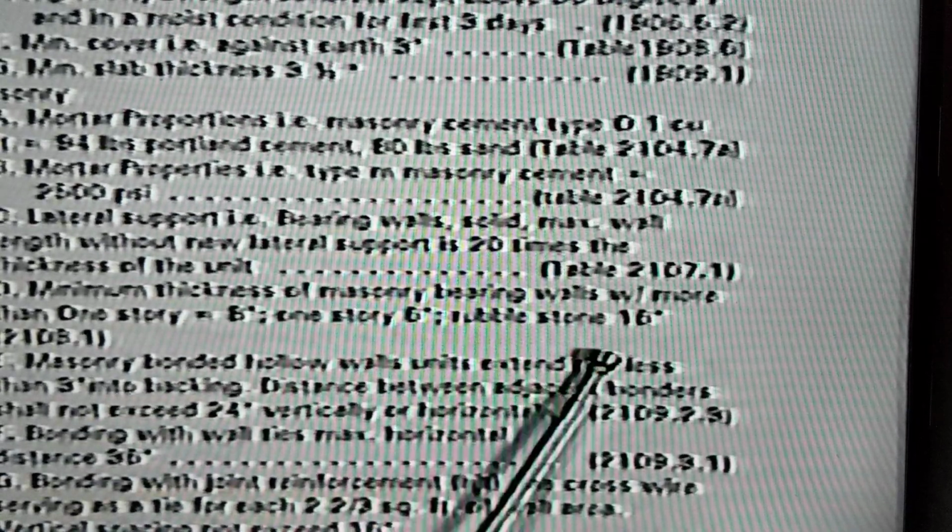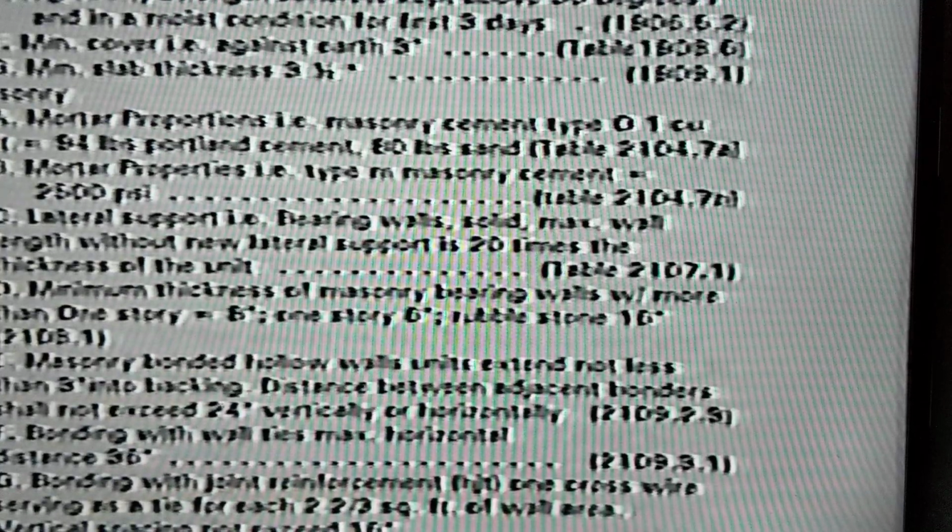We did not yet discuss, but the point here is that there's a minimum thickness of masonry bearing walls. If it has more than one story, it's 8 inches. If it's one story, it's 6 inches. And if the type of construction is rubble stone, it's 16 inches. If we have hollow wall units and they extend not less than 3 inches into backing, the distance between adjacent borders shall not exceed 24 inches, vertically or horizontally. If we're going to bond with wall ties, they must not exceed 36 inches.